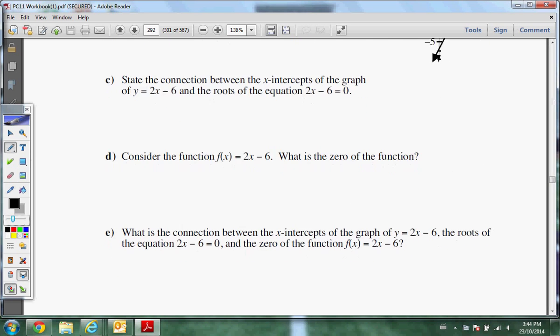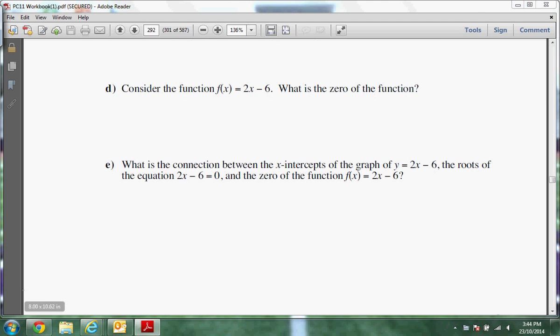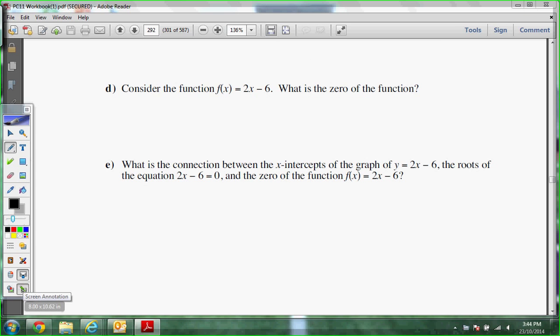All right, and then D. Consider the function f of x is 2x minus 6. What's the 0 of the function? That's the same thing. I'll just do it really quickly, but it's getting tedious now. 6 is 2x. x is 3 again. So the 0, the root, all of them are the same.